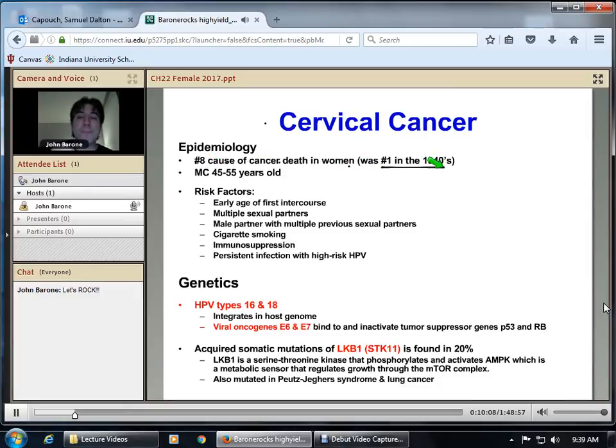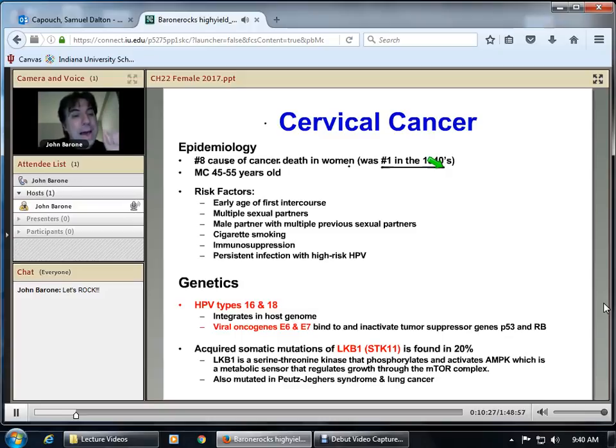Okay, now cervical cancer. This is a very important cancer. It's the number 8 cause of cancer death in women. Now, it used to be number 1. In 1940, cervical cancer was a big killer in women. It went from number 1 to number 8. What happened?